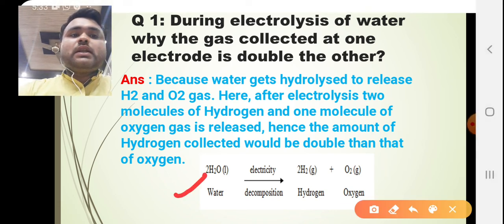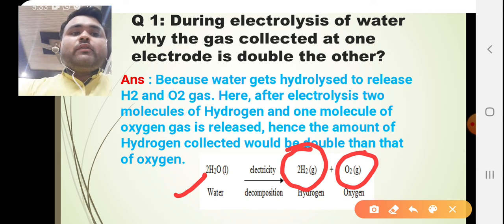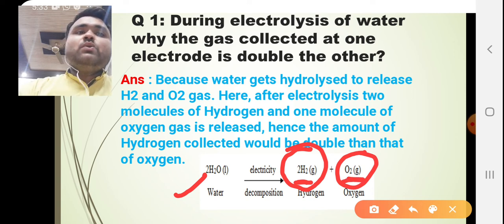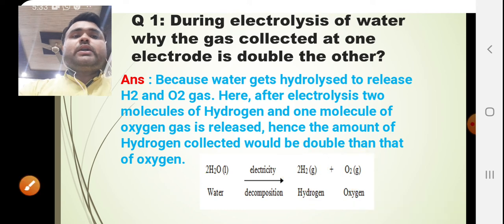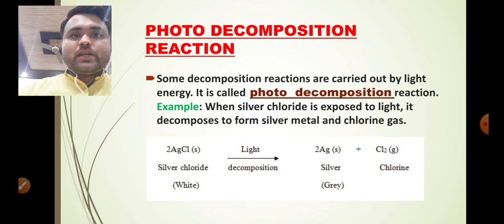electrolysis of water is done, we obtain 2 volumes of hydrogen gas and 1 volume of oxygen gas is produced. When the electrolysis of water is done, we have 2 volumes of hydrogen gas and 1 volume of oxygen gas, which tells that the amount of gas collected at one electrode is double the amount of gas collected at the other electrode.